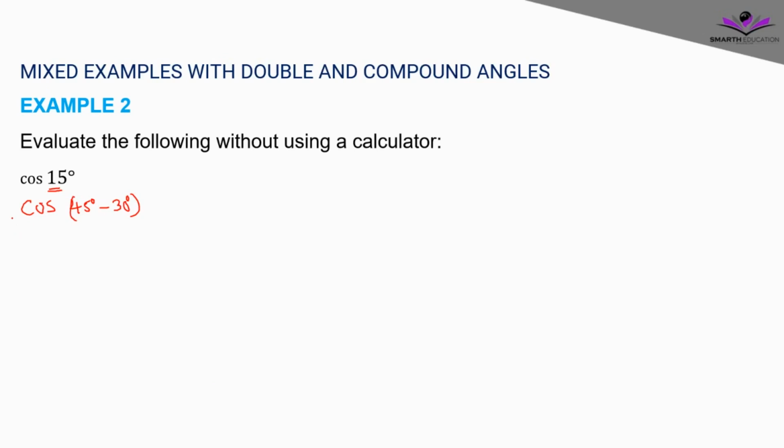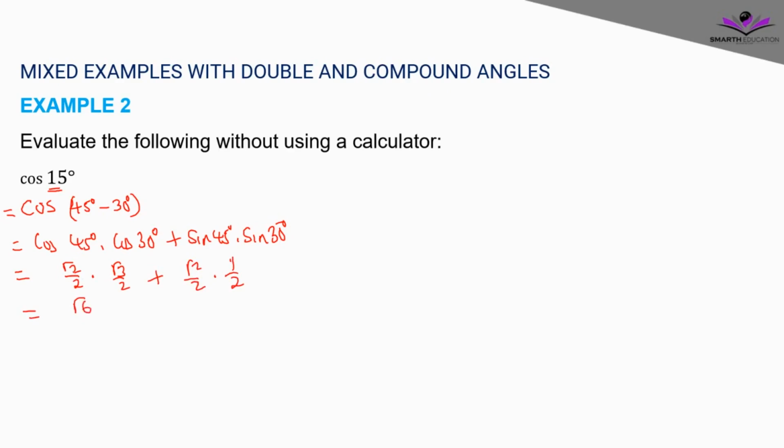So this will be cos 45 degrees cos 30 degrees, then plus sine 45 degrees sine 30 degrees. Now we can simplify this. This is root 2 over 2 times root 3 over 2 plus root 2 over 2 times 1 over 2. Right, what do you get?